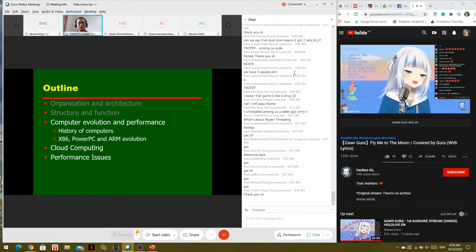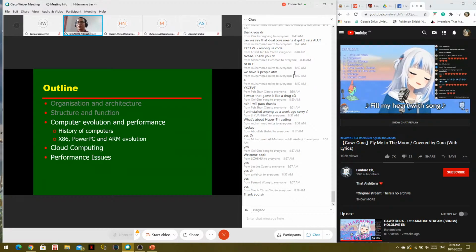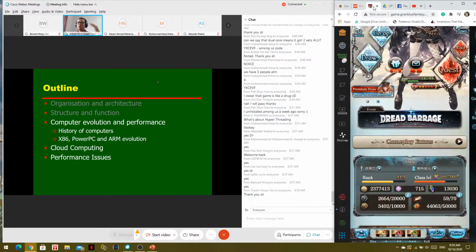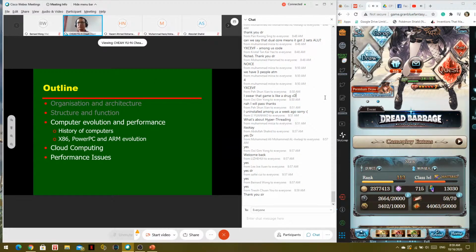And how the performance of the computer is being evaluated. Okay, so there will be some performance criteria that we can use to see how computers perform basically.